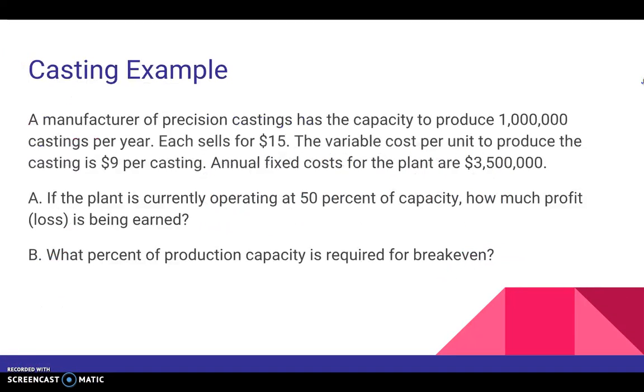In this video, we'll be going over a break-even analysis problem with a different capacity percentage. The problem states that a manufacturer of precision castings has the capacity to produce 1 million castings per year. Each sells for $15. The variable cost per unit to produce the casting is $9 per casting, and annual fixed costs for the plant are $3,500,000. Part A. If the plant is currently operating at 50% of capacity, how much profit or loss is being earned? B. What percent of production capacity is required for break-even?